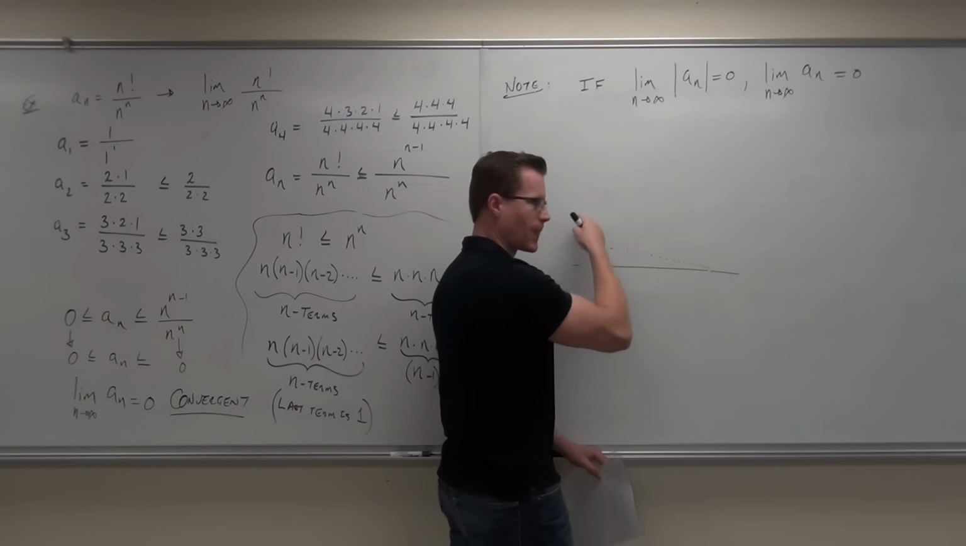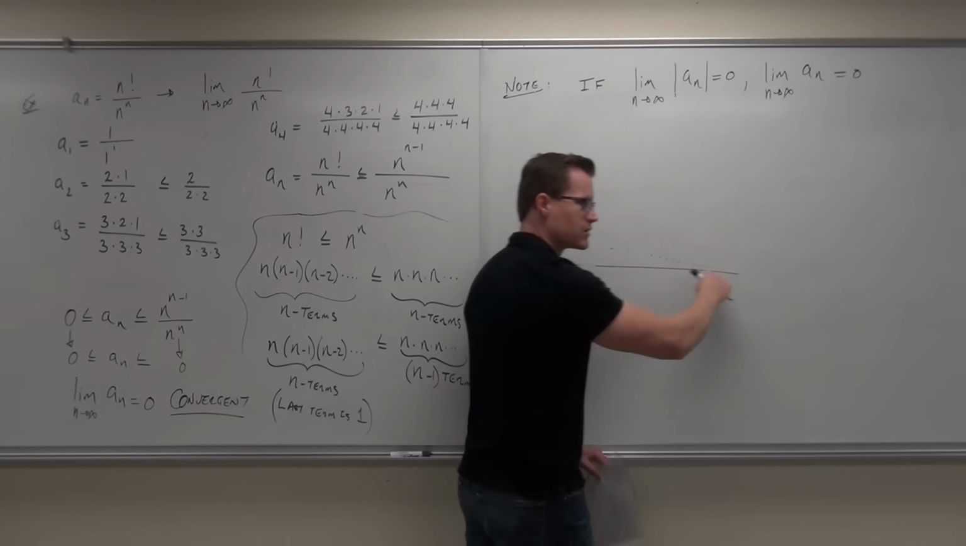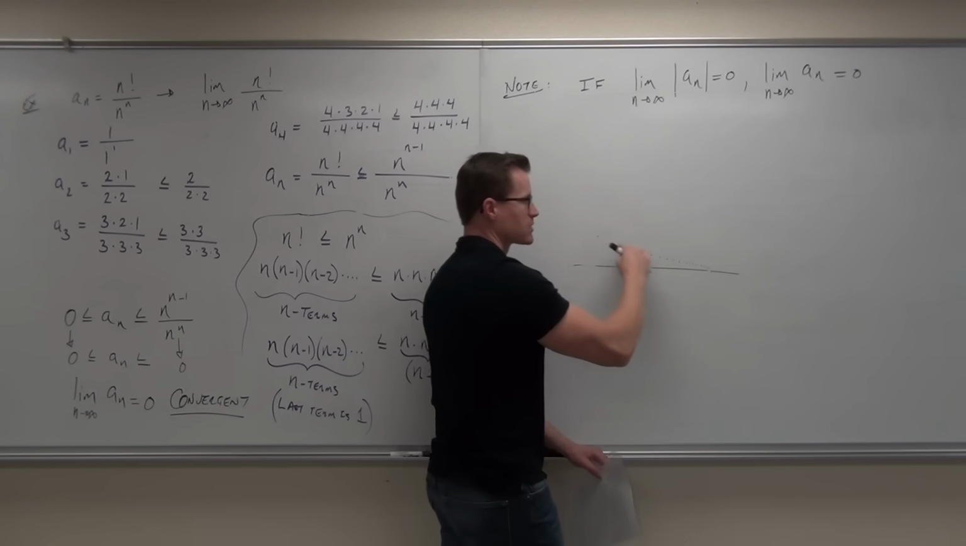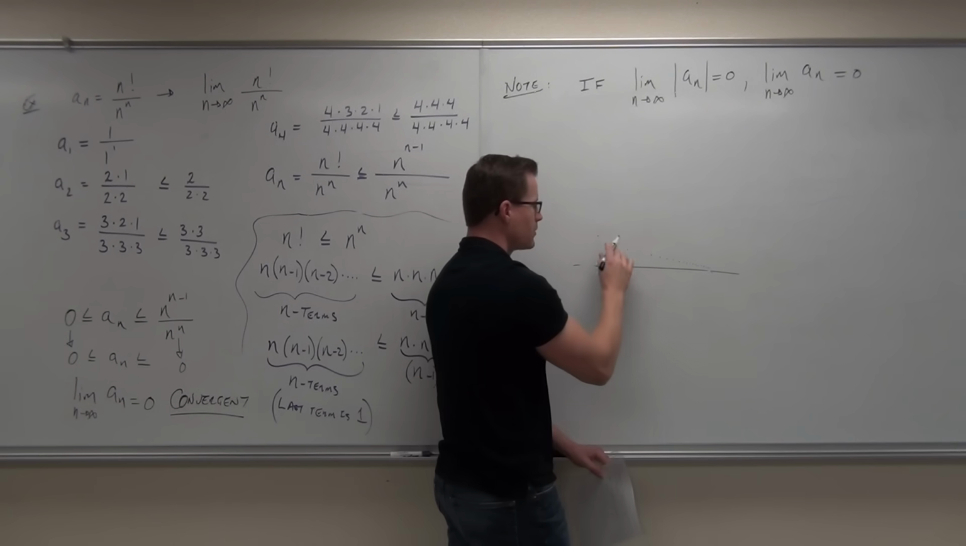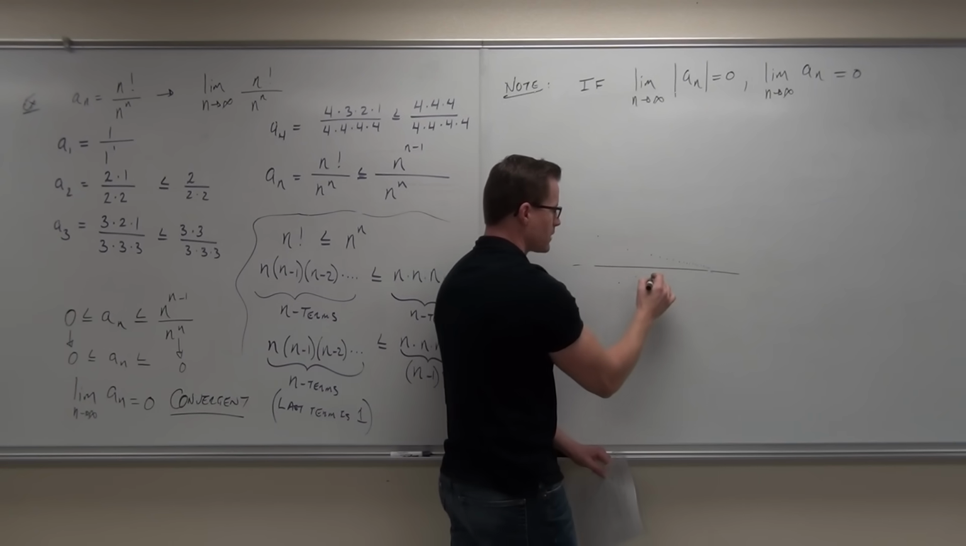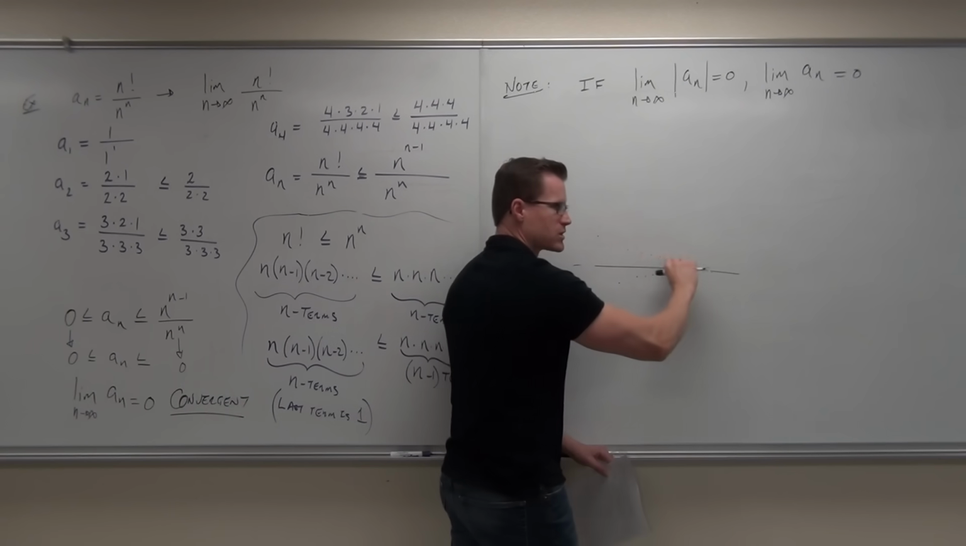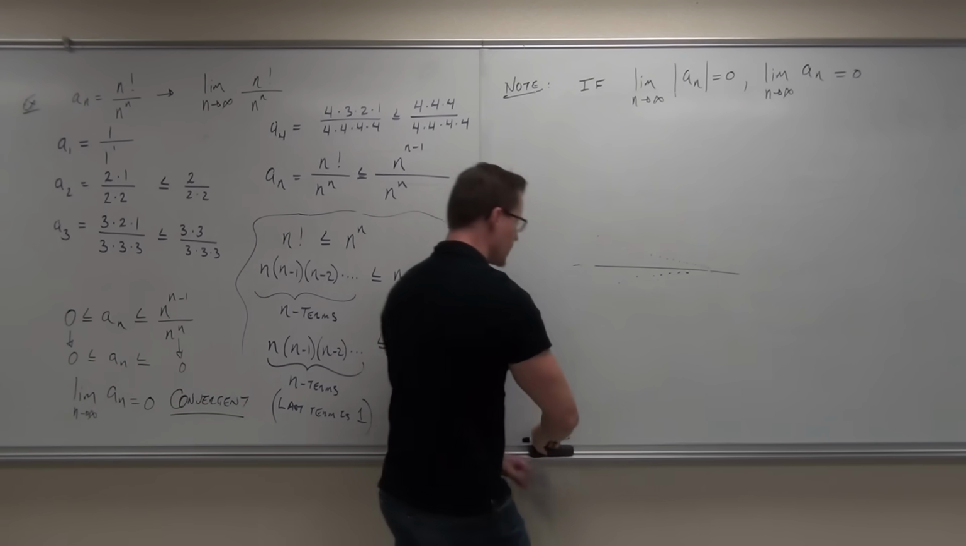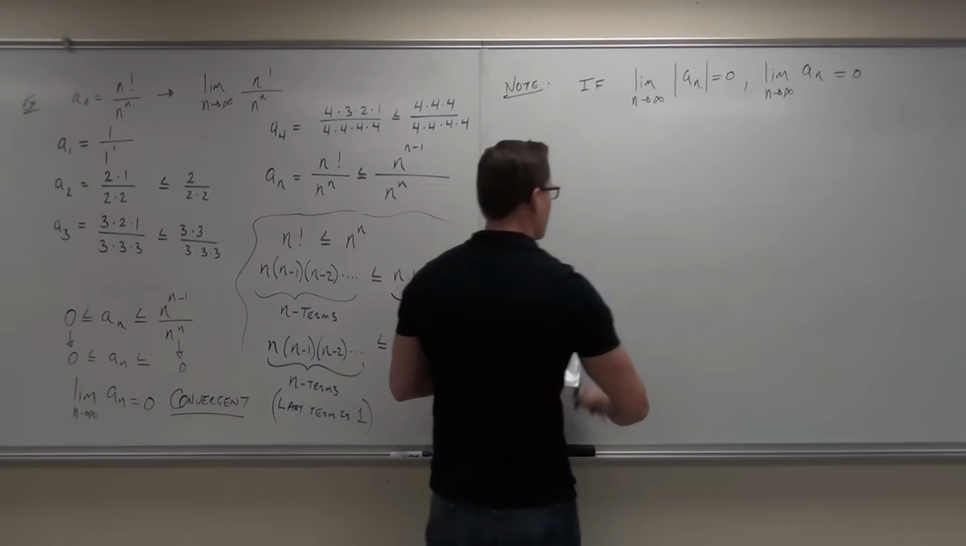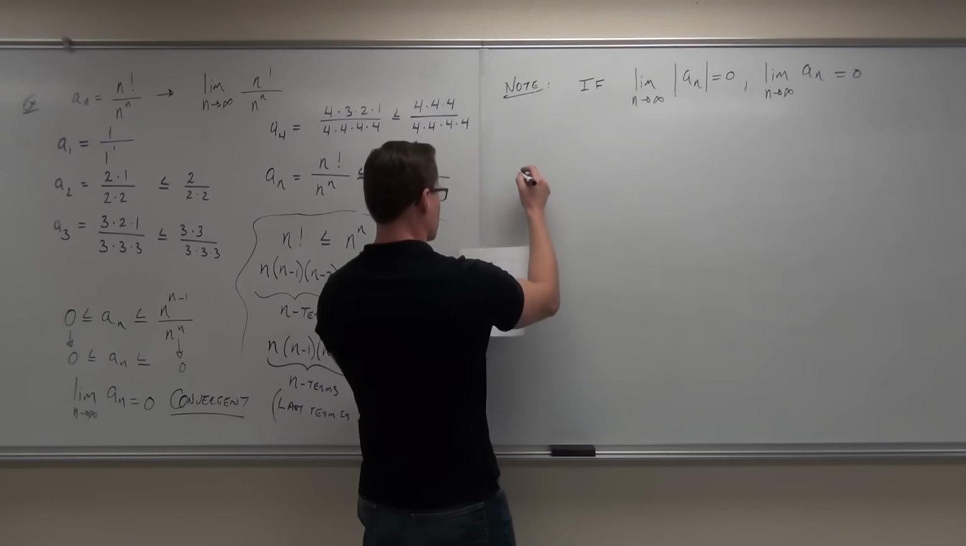Does that make sense? Down to 0. So this says if the limit of the absolute value of the sequence goes to 0, then even though this sequence originally looked like this, that's still going to 0. That's what that says. So the way we use it is with something like this one.